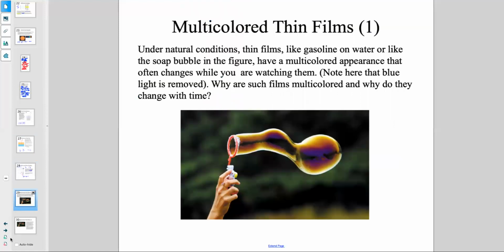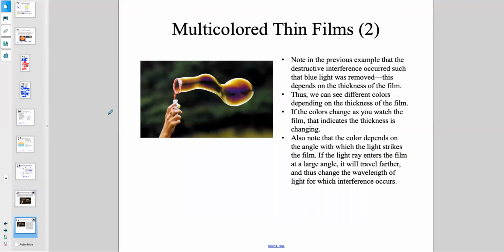Multicolored thin films. Under natural conditions, thin films like gasoline on water or the soap bubble in the figure have a multicolored appearance that often changes while you are watching them. Note that here we have removed the blue light. Why are such films multicolored, and why do they change with time? The answer is in the next slide.